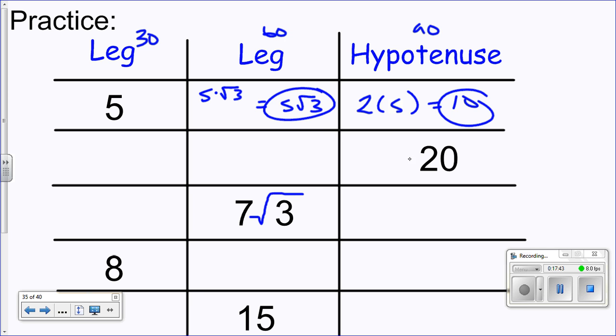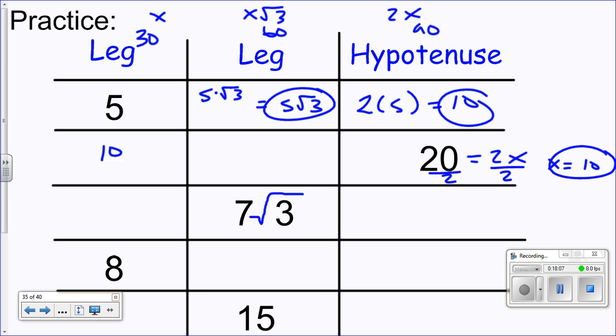Now, on the next one, they give us the hypotenuse. That's 20, right? In other words, that's 2x. So, x, if I divide by 2, x would equal 10. So that's your leg. Because again, it's x, x root 3, and then 2x. That's the pattern, according to your formula chart. So now that I have what the short leg is, I can find the long leg, because the long leg is 10 root 3.